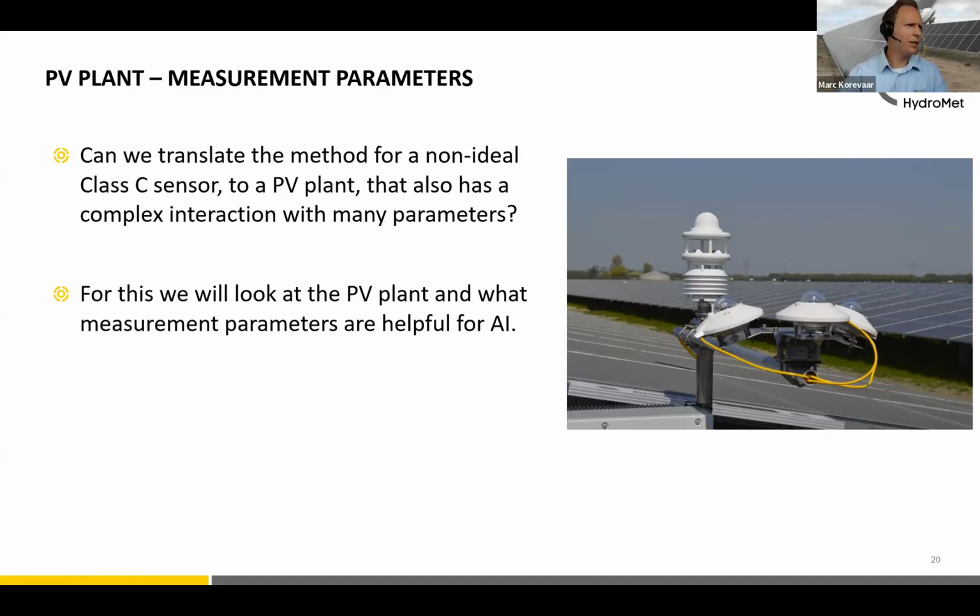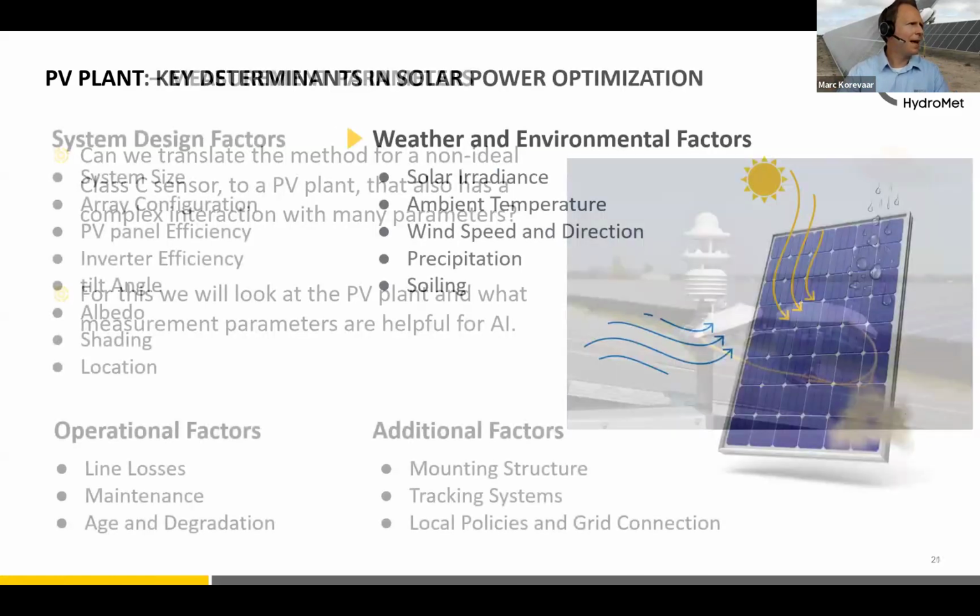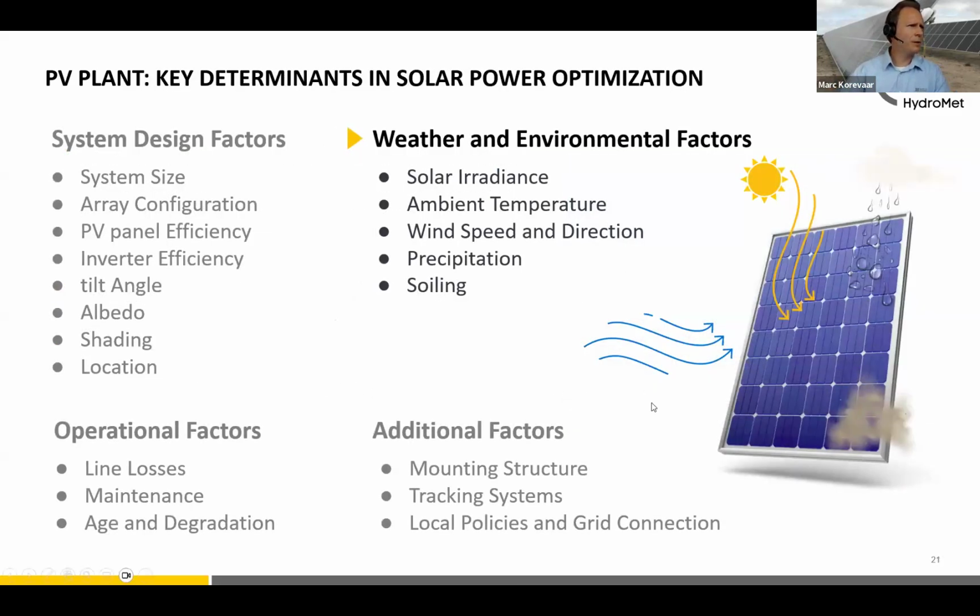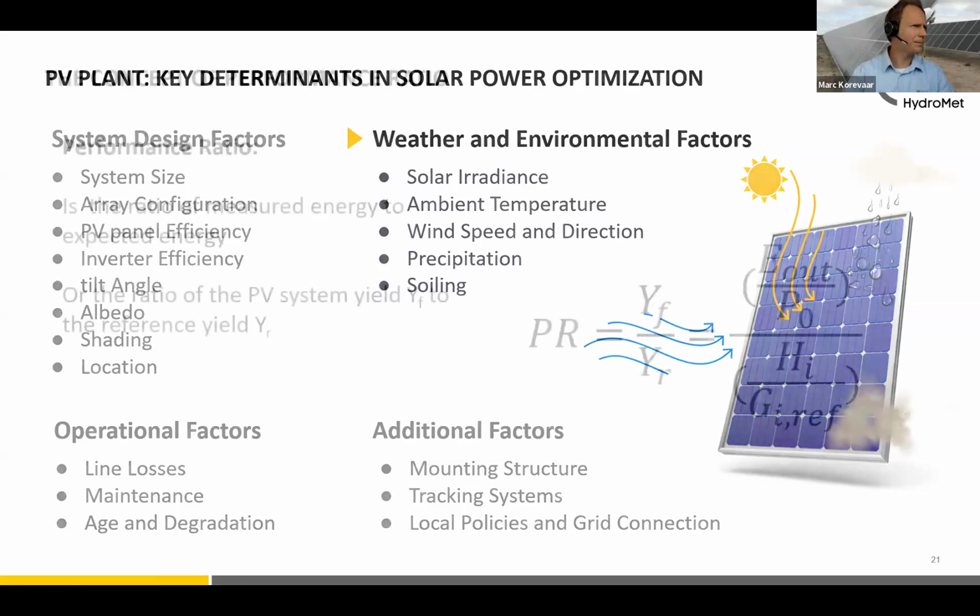So we're going to look at the PV plant, and this is work that Sajjad Badalkhani has done. When we look at the PV plant, we have a lot of things that determine the output. For now, we're going to focus on the weather and the environmental factors, such as the solar irradiance, the ambient temperature, the wind speed, the direction, the precipitation, and the soiling.